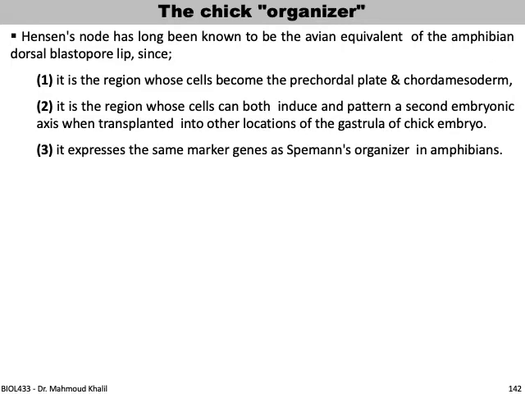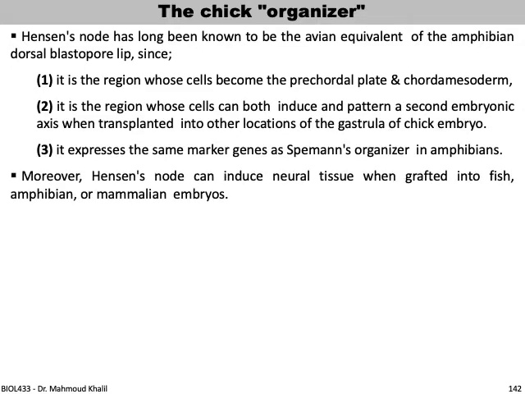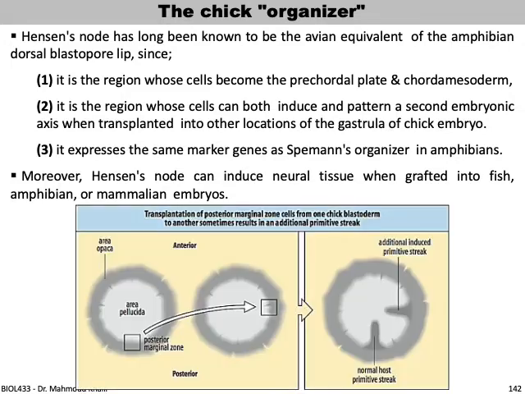This Hensen's node expresses the same marker genes as the Spemann organizer in amphibians. Moreover, Hensen's node can induce neural tissue when grafted into fish, amphibian, or mammalian embryos. And you can see here, when they transplanted the area of this Hensen's node or Koller's sickle from the posterior marginal zone to another region in another embryo, they found that another primitive streak is induced to form.